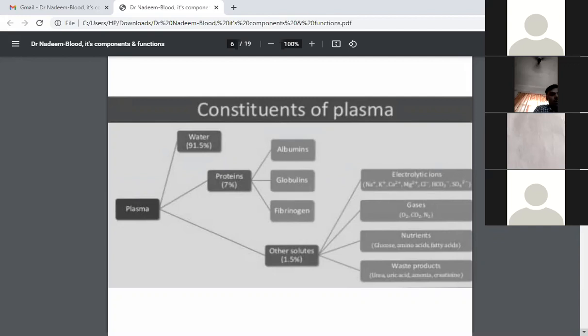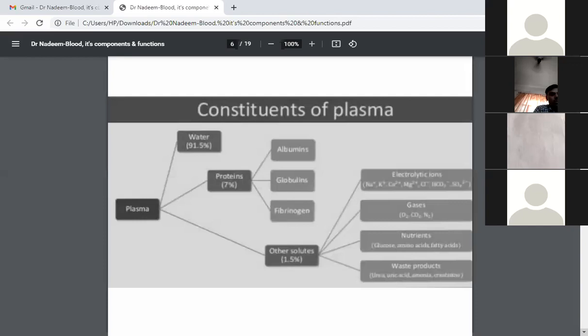They comprise electrolytic ions: sodium, potassium, calcium, magnesium, and other ions. Gases: oxygen, carbon dioxide, and nitrogen. Nutrients: glucose, amino acids, fatty acids. These are transported when they are digested and absorbed, as you have already learned, and then they go for metabolism. So this plasma carries them inside the various cells for the production of energy.